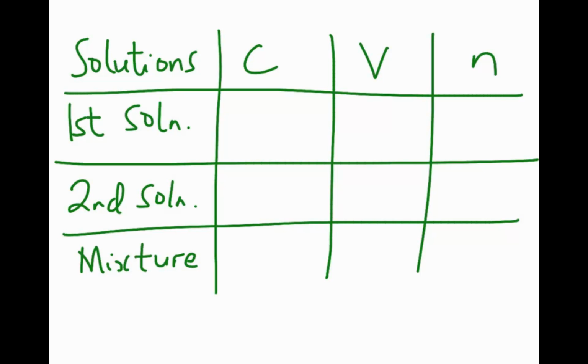So, concentration of the first one, what do we have at hand? 10%. And 10% is what? 0.1. Volume is 2. When you multiply it, it gives you 0.2.